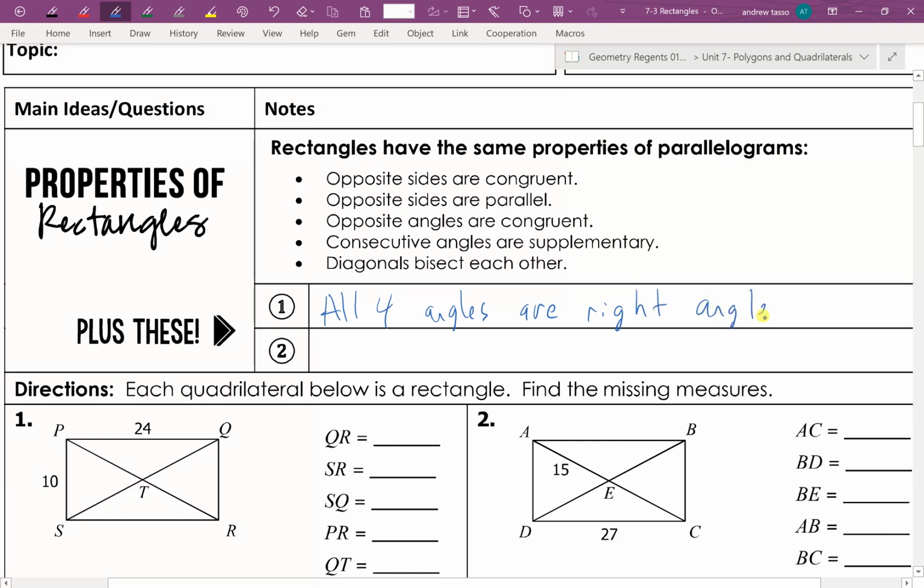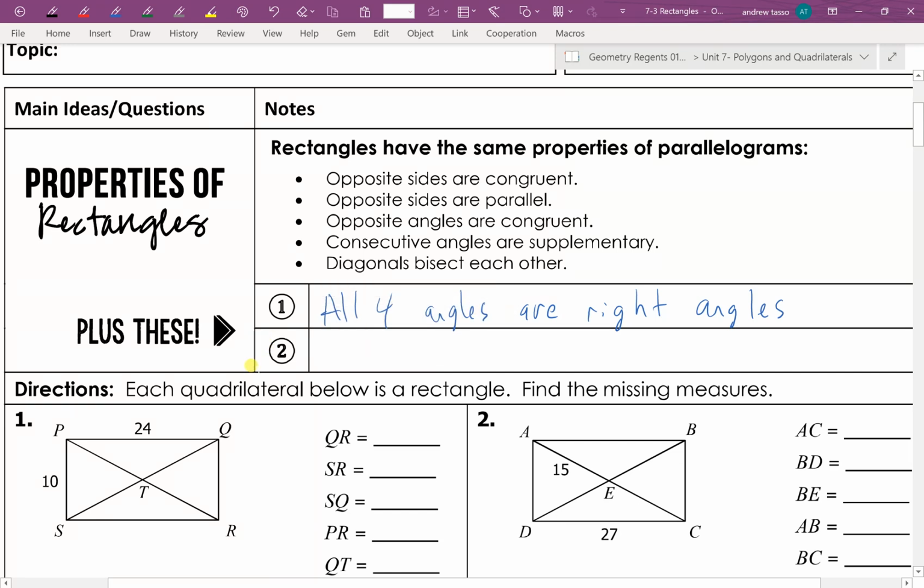Okay, and by the way, if you wanted to prove that something is a rectangle, you can just show that basically the adjacent sides are perpendicular, right? So if you do a slope calculation for this and show that they're negative reciprocals, that's good enough to show that they're perpendicular, and therefore you're getting right angles.